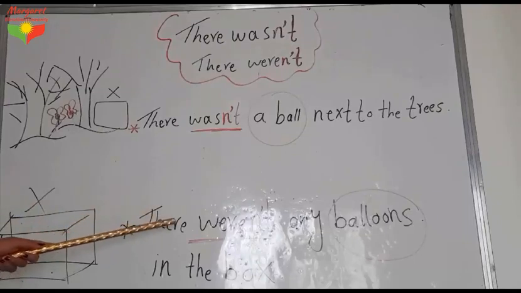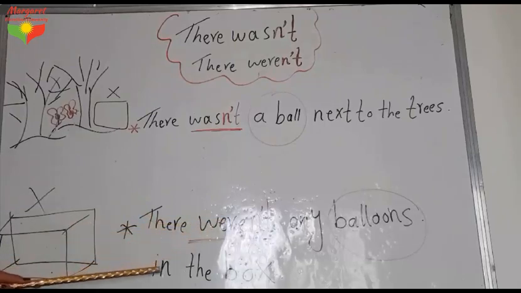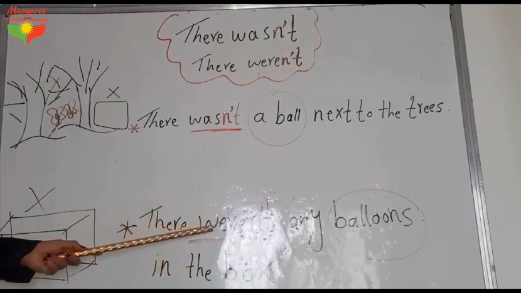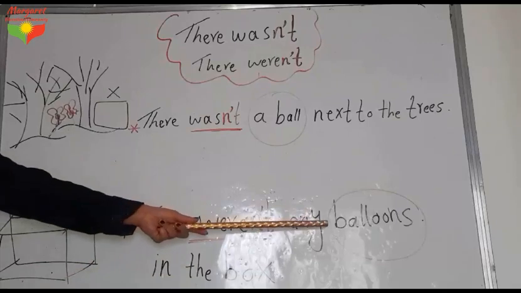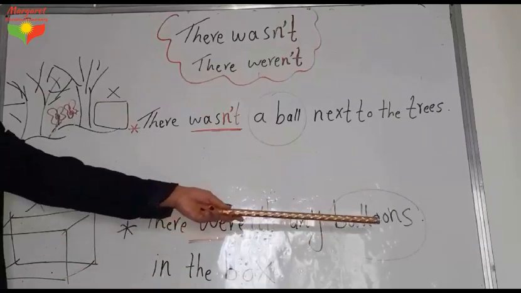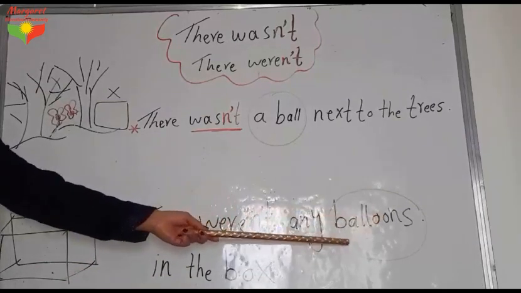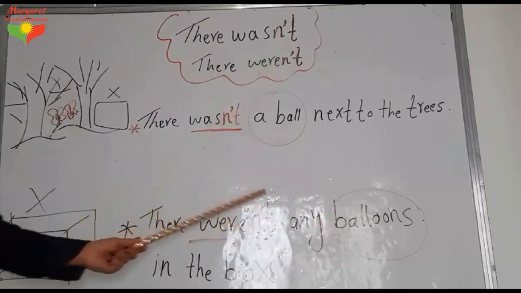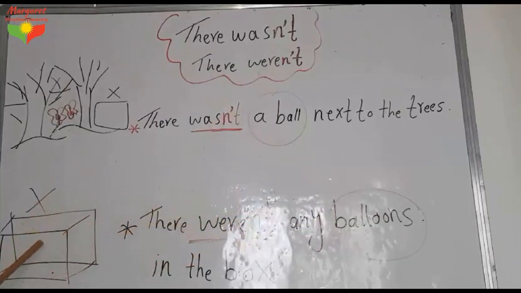There's not anything in the box. Okay? So I asked someone to go to bring some balloons, which is inside the box. When that person comes back to me, he'll say there weren't any balloons in the box. There weren't. We use there weren't because we have balloons. Look at the noun. It's plural. We have s on it, so it will be plural noun. So with the plural nouns, you have to use weren't. Why weren't? Look at the picture.